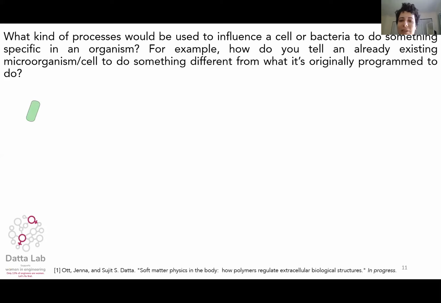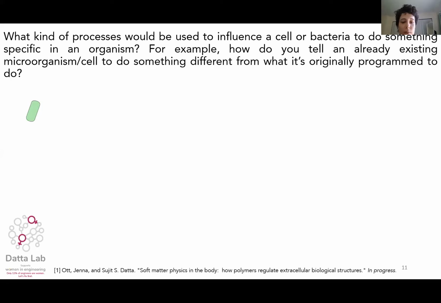But we had some great questions here. One is, what kind of process would be used to influence a cell or bacteria to do something specific in an organism? For example, how do you tell an already existing microorganism or cell to do something different from what it's originally programmed to do? So this is touching back on a normal planktonic cell in a healthy individual and what triggers it to become virulent such that you get sick.